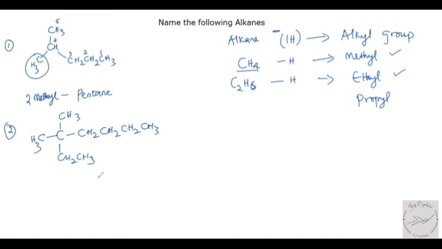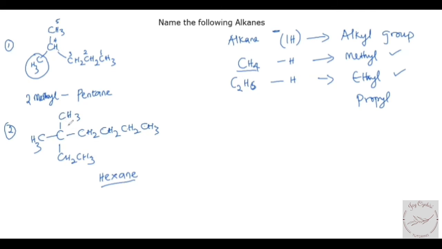And 6 is represented by hex. Okay, so we have hex, and of course this is also an alkane. We're dealing with alkanes, so it will be hexane, right? Now we have our parent carbon here. The next thing we need to consider is the attached groups.